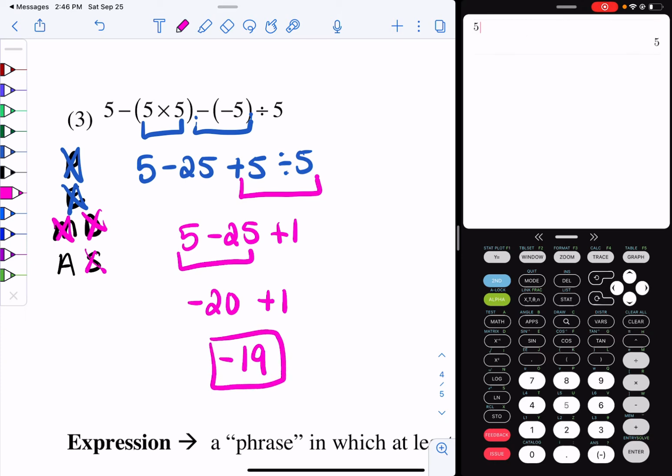If you want, you can just type in your calculator. And I get -19.